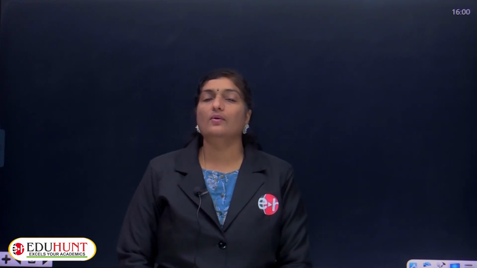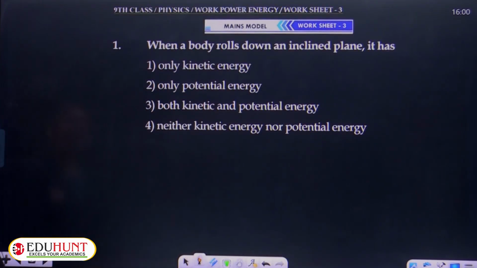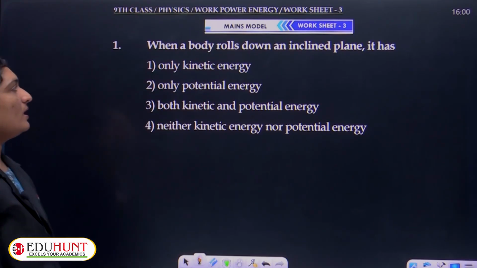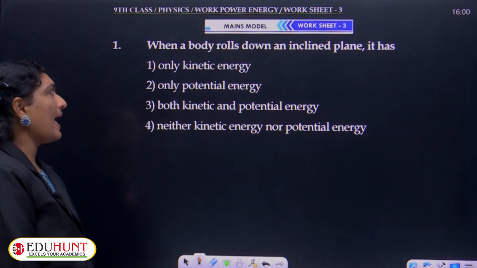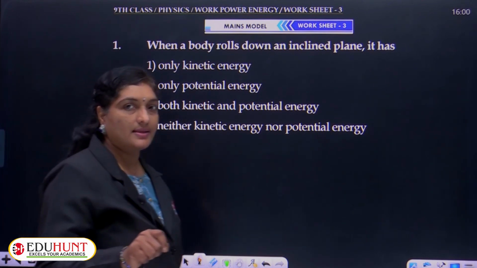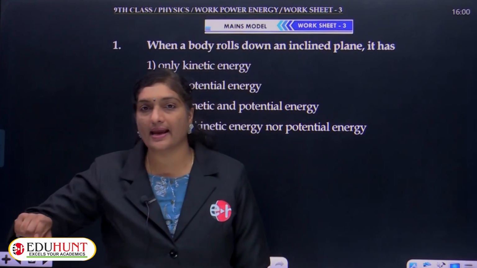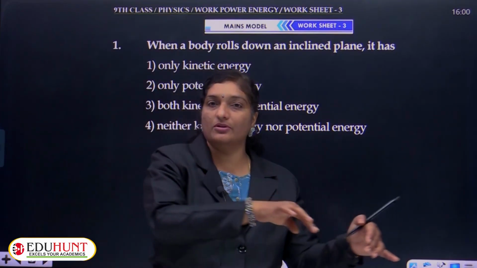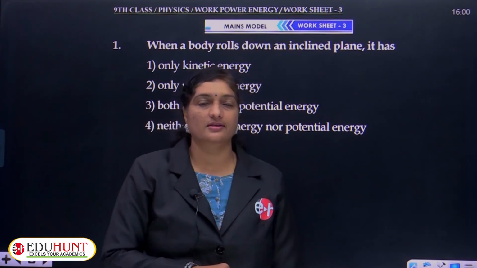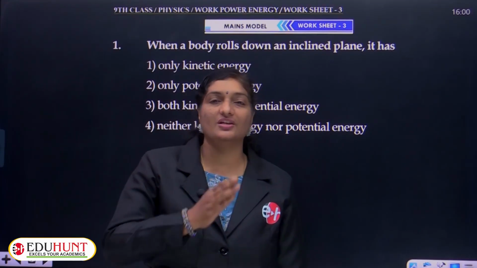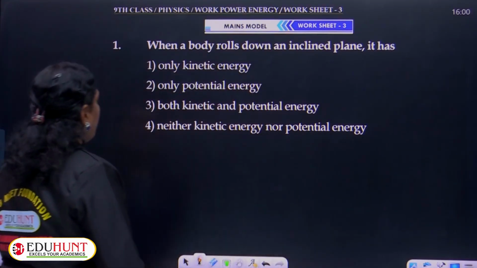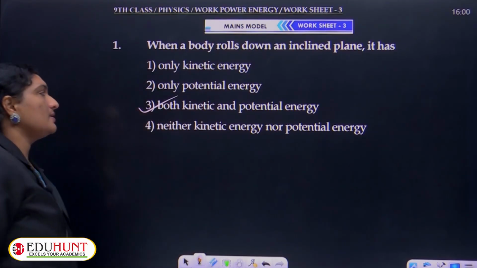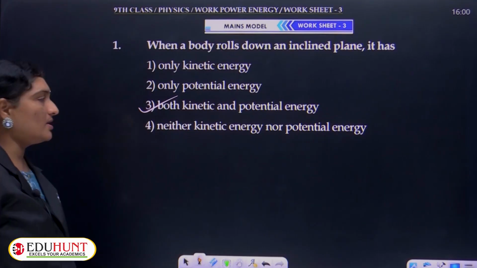Welcome back, children. Now let us try to solve the numerical part of worksheet number 3 from work, energy, power. So here we go. First question from worksheet 3. When a body rolls down an inclined plane, it has. I told you in the previous class that whenever a body is rolling down an inclined plane, it possesses two types of energy: by virtue of its position, potential energy, and by virtue of its motion, it possesses kinetic energy. So it has both potential energy as well as kinetic energy, and hence the correct option is option 3, that is both the kinetic and potential energy.